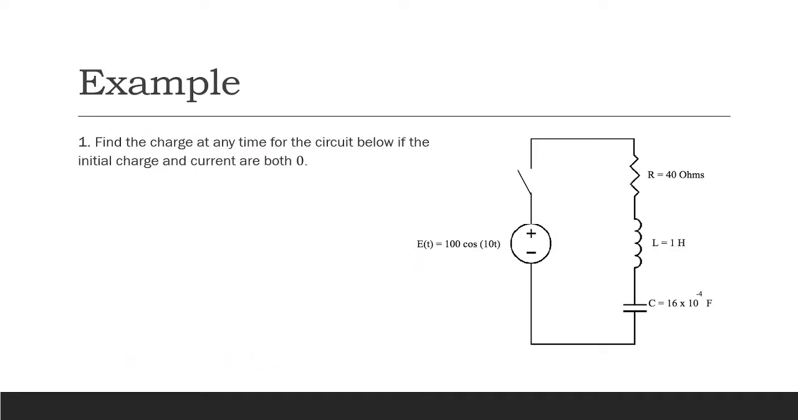Now, apply natin sa problem. Kasi, nakita naman natin, di ba, ang kinalabasan is a non-homogeneous differential equation. So, kung non-homogeneous differential equation yan, we can use the method na pinag-aralan natin last time on solving non-homogeneous differential equations. So, we have to find the charge q at any given time for the circuit below if the initial charge and current are both 0.